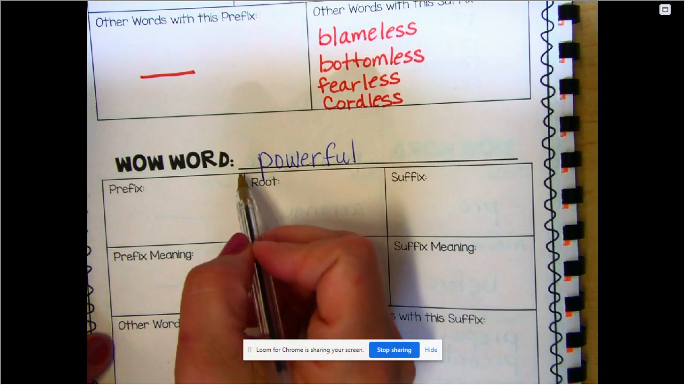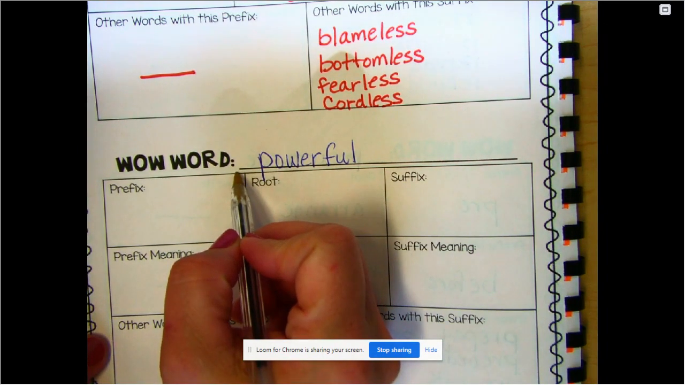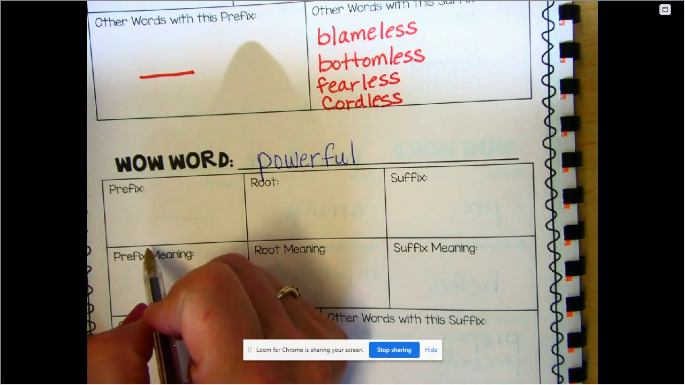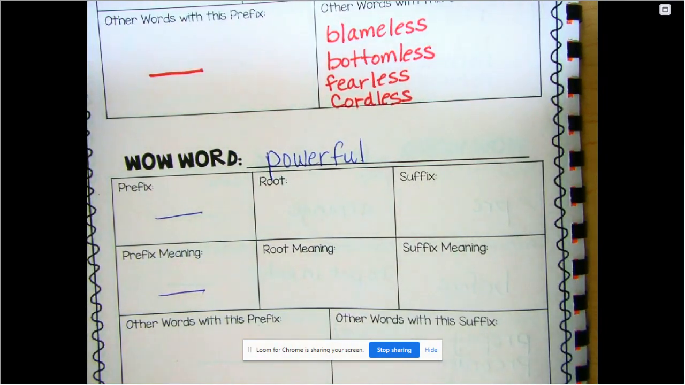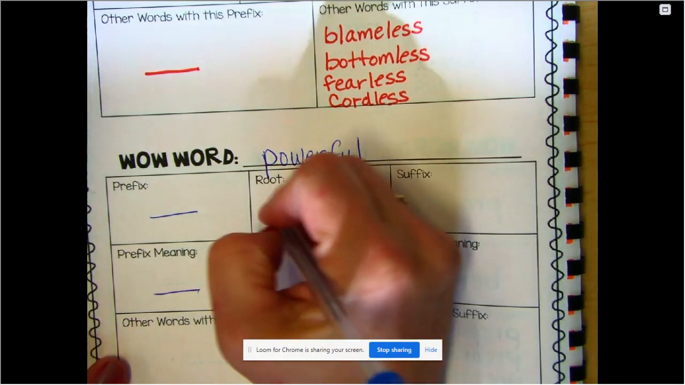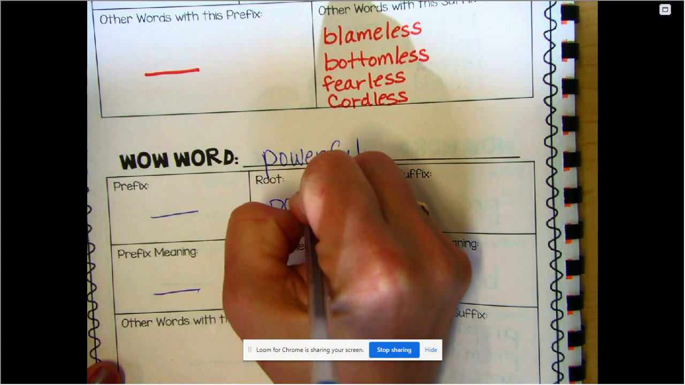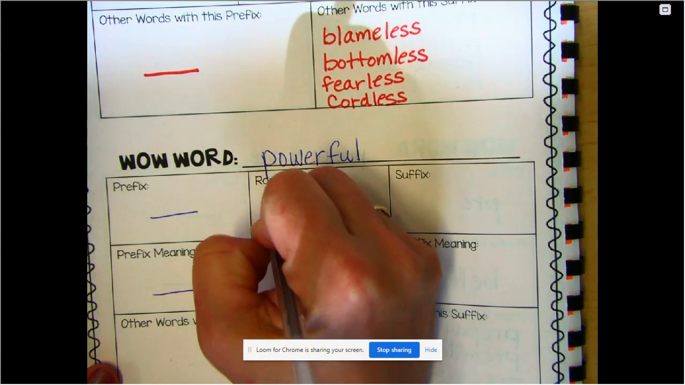So we don't have any prefixes because I see the word power, so we can cross these out because we're not going to write in those. And then let's go to the root word, powerful. What is the main word in that word? The root word is power. And what does power mean?